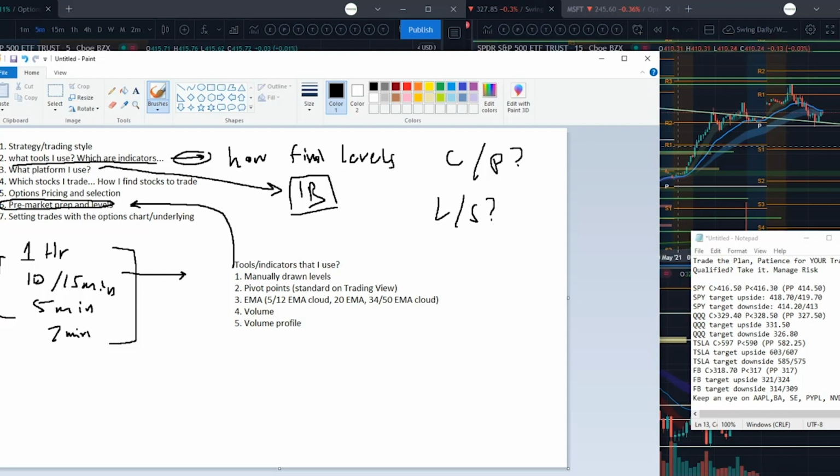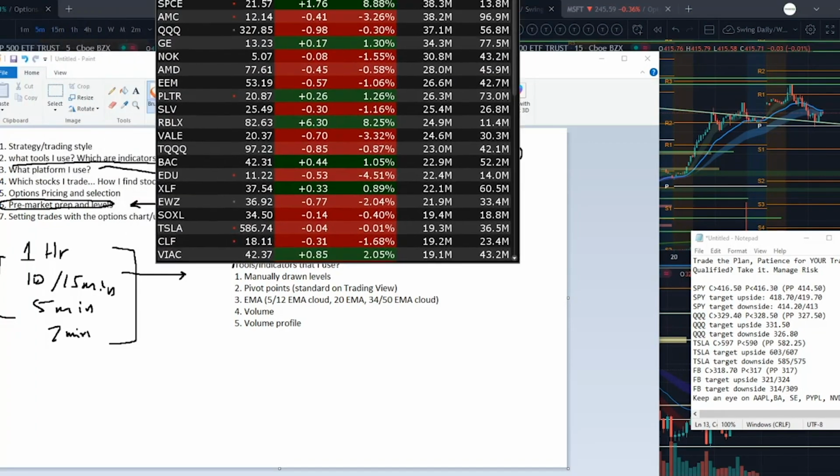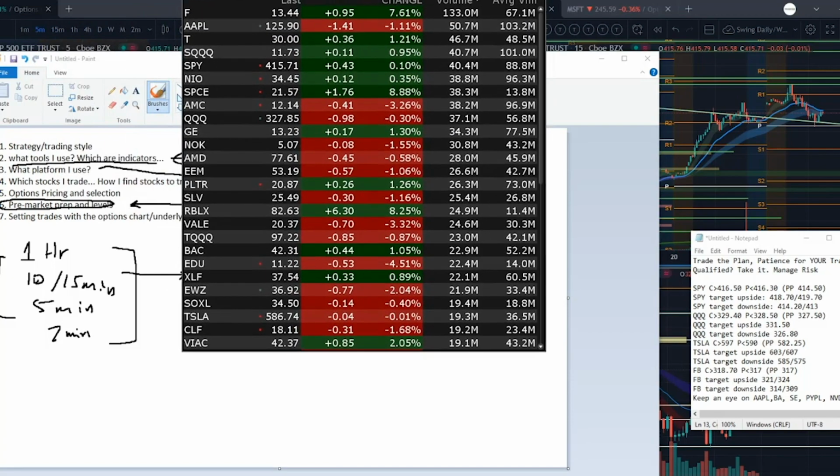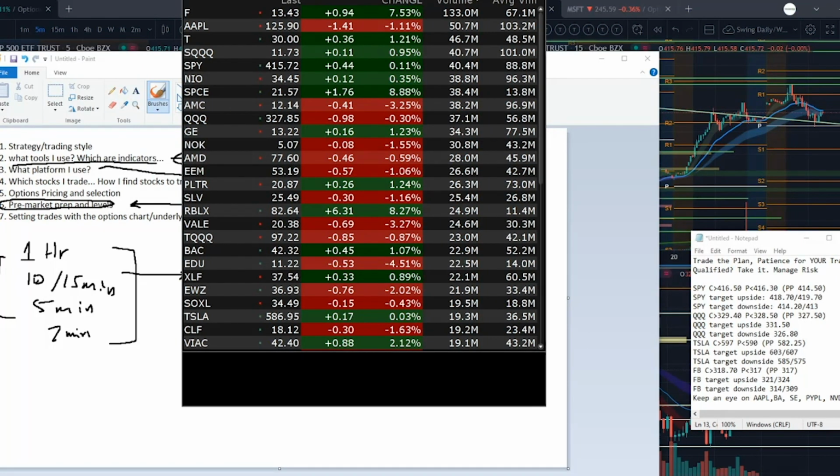And next up, which stocks do I trade, right? How do I find stocks? You can use screeners and whatnot. I use a screener on Interactive Brokers. This is just an active screener, meaning that it shows me what the largest activity trades are. So most traded pre-market, for example, is what I want to look at.